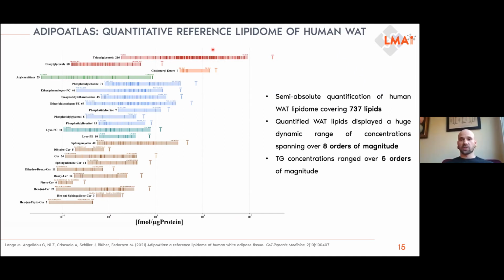So this is really cool because now we can see that lipids in the adipose tissue span a huge range of concentrations, over 8 orders of magnitude, we can see here. For example, between a very highly abundant triglyceride and a very low abundant acylcarnitine. And also within a single lipid class, the triglycerides, for example, we can see they range over 5 orders of magnitude. So this is extremely astonishing to us, and I hope also for you.